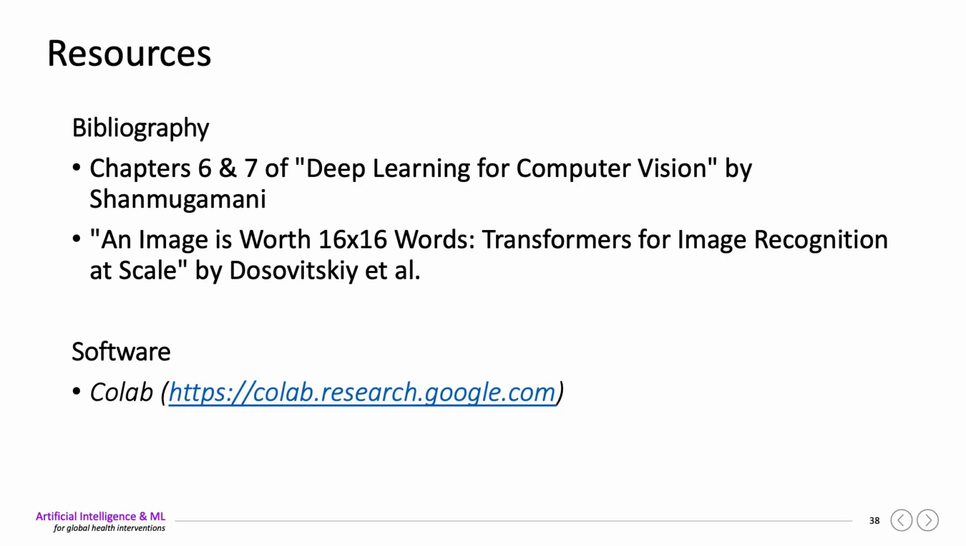Under software, the recommended tool is Google Colab at colab.research.google.com, which lets you experiment with pre-trained vision models and transformers without configuring a local GPU environment. I strongly encourage you to go beyond simply calling these models. Inspect the patch embeddings, the class token, the position embeddings, the attention maps, and the class predictions, so the architecture becomes concrete rather than abstract.